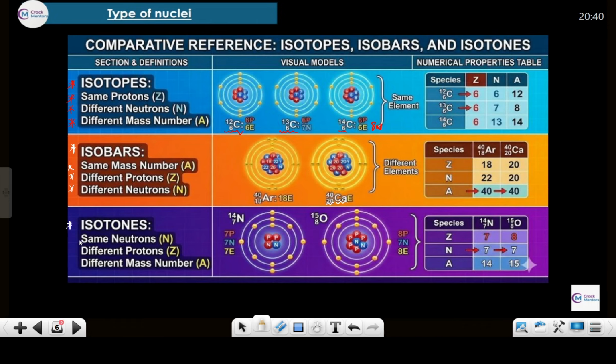What are isotones? Isotones are those which have the same neutrons, different protons, and different atomic mass. Each and every thing is different, but the number of neutrons is the same. Like in nitrogen and oxygen. In nitrogen, the atomic number is 7 and atomic mass is 14, due to which the number of neutrons is 7.